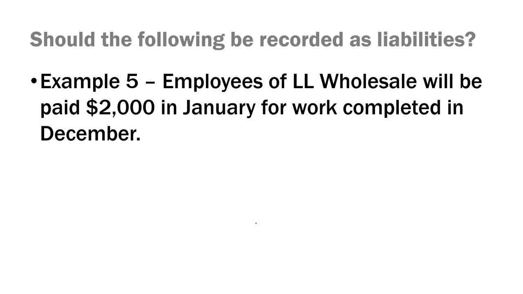Can the amount of the obligation be estimated? Absolutely, it's $2,000. Has the event that caused the obligation already occurred? Yes, the employees have worked in December, so they are owed the $2,000. So we would record a payable, wages payable or salaries payable, for $2,000 as a liability.